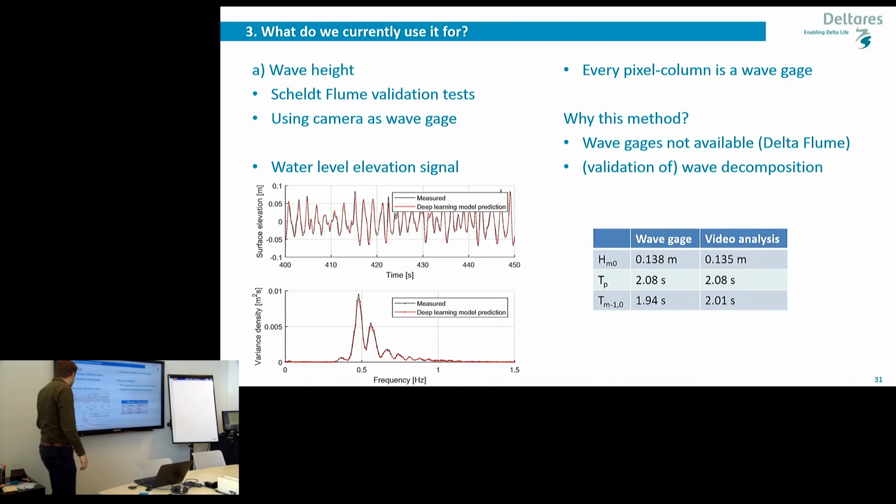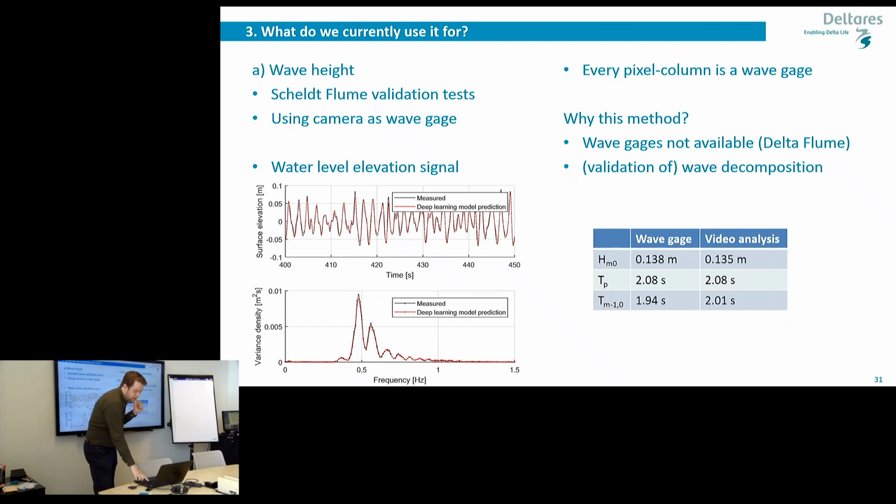And we did a little comparison. So this is the time signal measured by the wave gauge itself in black, and the red is the deep learning model prediction. The figure below is the wave spectrum, which also matches quite nicely. And if you look at the spectral parameters, then wave height and peak period match quite well, and the spectral wave period is also reasonable. So, these first results are encouraging in that sense.